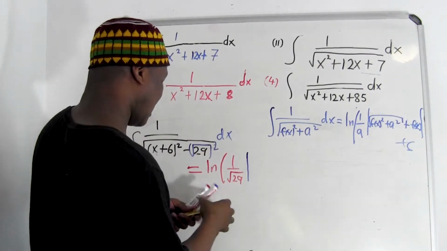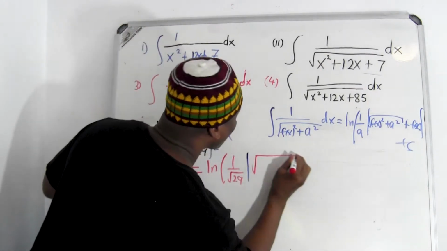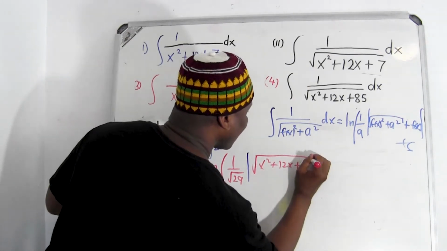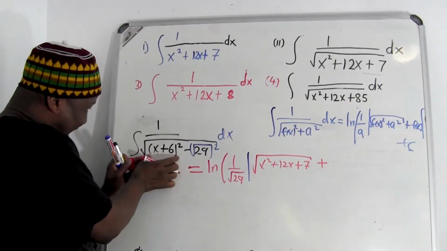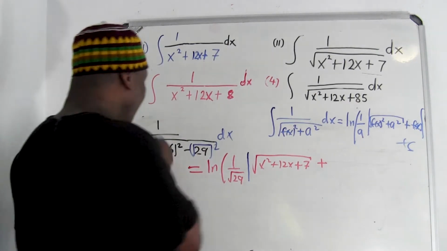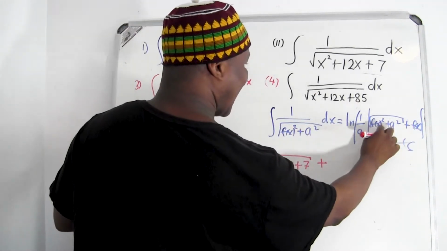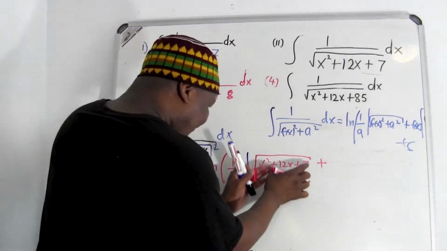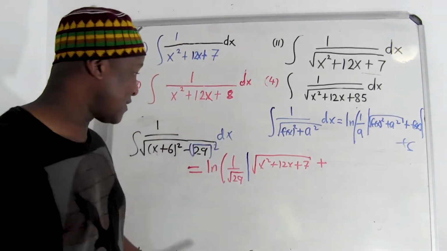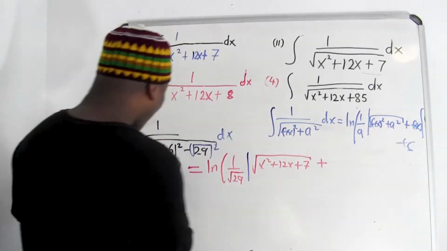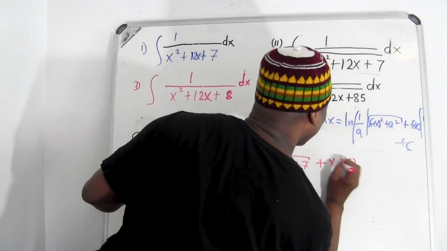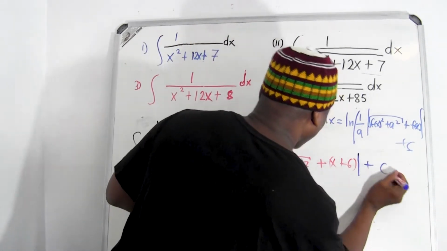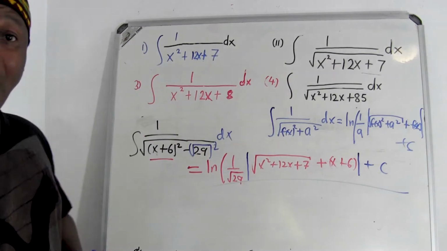So let's write it again. I'm going to say square root of x squared plus 12x plus 7, and then we add only our function. Only f of x, because x squared plus a squared means this one. This is the same as that. Or you can write this and then write that again in the next line, but I'm trying to save space. So plus f of x, which means x plus 6. Then close your absolute value and plus c. And that's going to be the end of question number 2.